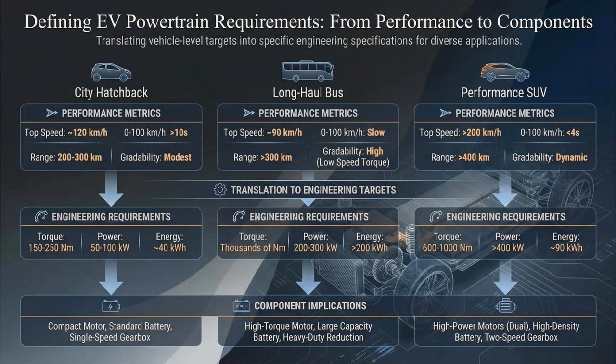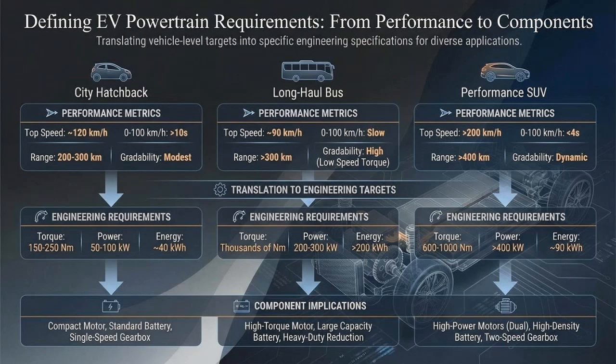A city hatchback, for instance, will have a modest top speed around 120 kilometers per hour and limited acceleration demand. But an electric truck requires extremely high torque at low speeds. The engineering requirements transform the performance metrics into the EV powertrain component selection. So, the first step is always to define performance targets. These targets drive the choice of the motor power rating, battery capacity, gear ratio, and even cooling system.